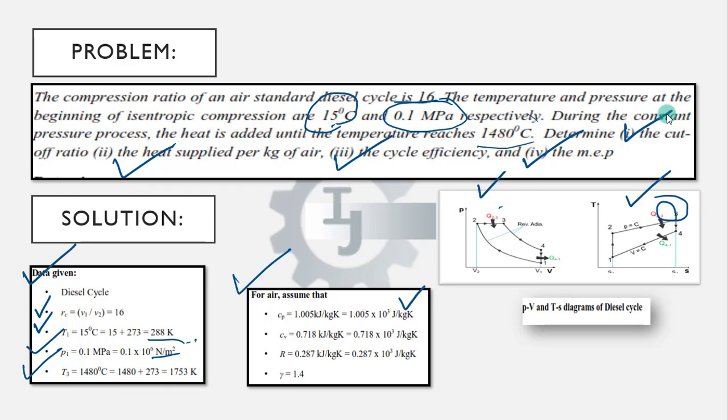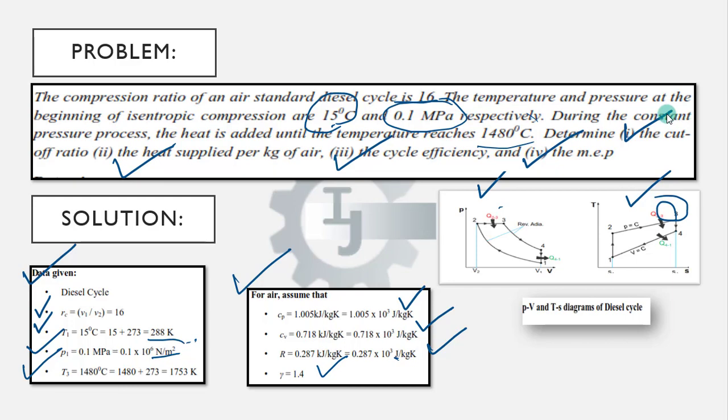And the CV, that is specific heat at constant volume, is 0.718 kilojoule per kg Kelvin. So we have converted this kilojoule per kg Kelvin to joule per kg Kelvin as 0.718 into 10 to the power 3 joule per kg Kelvin. And we know R is 0.287 kilojoule per kg Kelvin, which we have again converted to joule per kg Kelvin as 0.287 into 10 to the power 3 joule per kg Kelvin. And we know gamma equals 1.4. What is gamma? Gamma is the ratio of specific heats.